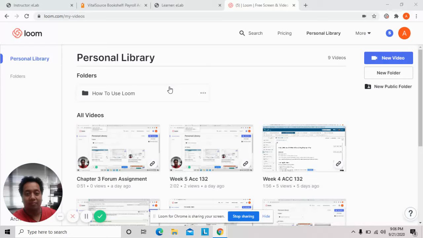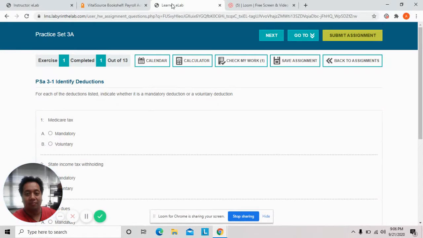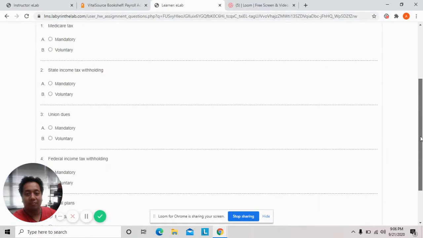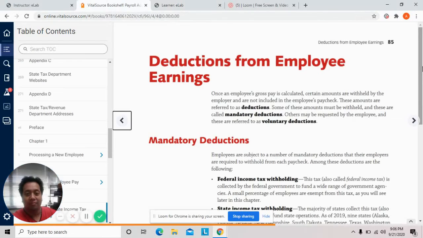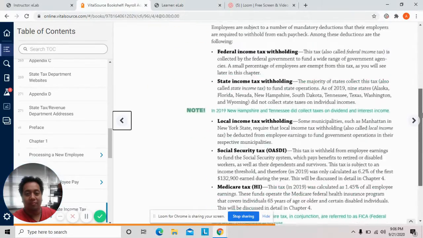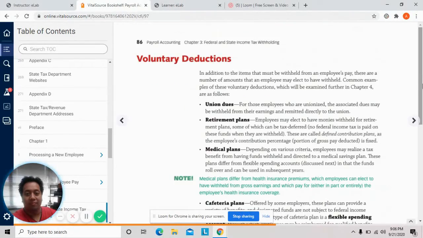Everyone, so I wanted to discuss practice set A for chapter 3. For chapter 3, start with PSA 3.1. We go over mandatory and voluntary deductions. There's a few questions here that can be found on page 85, which covers mandatory and voluntary deductions.